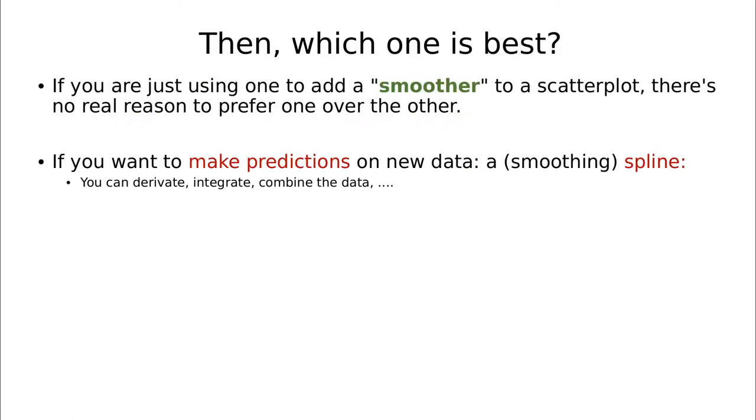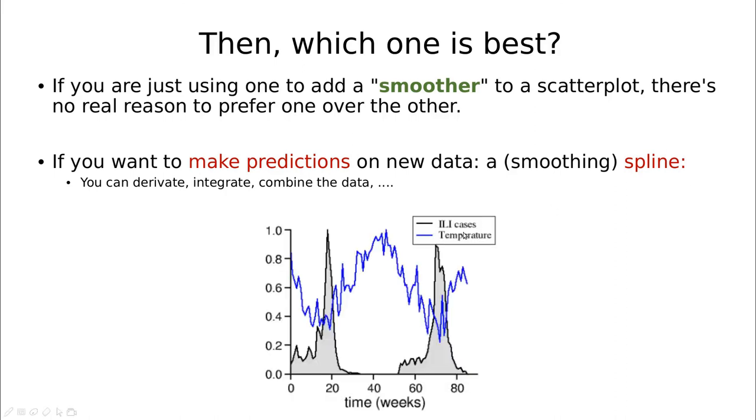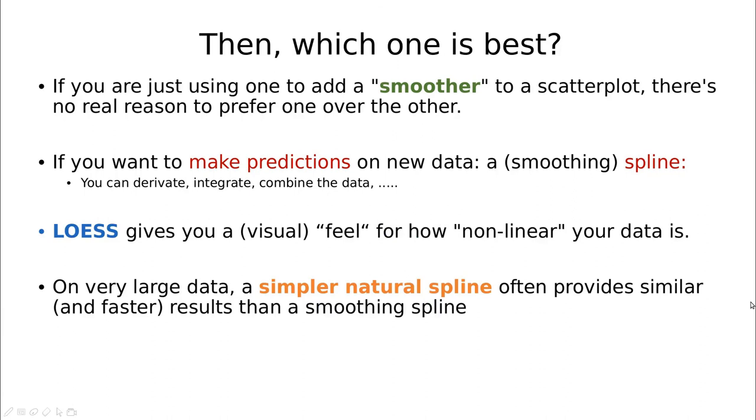Again, if you ask the question, which is sometimes misleading, which model is better, I would say that if you're interested in smoothing things, any of the models is fine. If you want to make predictions, probably a smoothing spline is good because you're combining flexibility with smoothness. And this is one example of work I did in the past, trying to correlate temperature with influenza cases in an epidemic of influenza. And in this case, we were interested not just in the function, but also derivatives of the function. So if you want to take derivatives, integration, combine the data, or do some advanced stuff, smoothing splines are a good option. But if you're interested in just having a visual feel of how linear or nonlinear the data is, lowess is good enough.